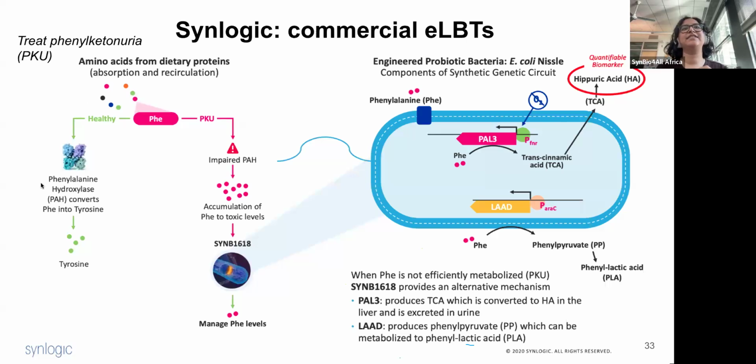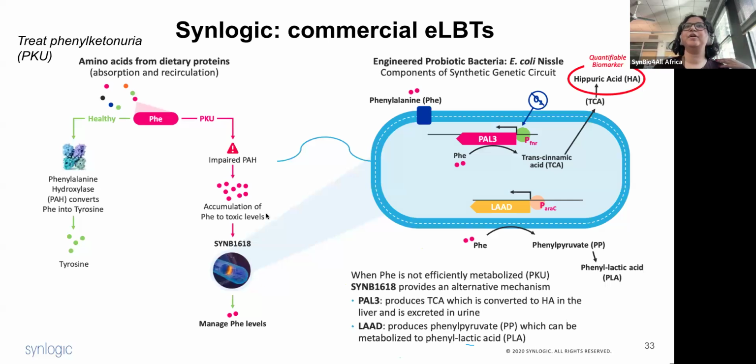And if you're healthy, you have this enzyme called phenylalanine hydroxylase, or PAH, that converts phenylalanine into tyrosine, and then your body uses that tyrosine. But in PKU, they actually have an impaired PAH, which means that they have a lot of this phenylalanine build up inside of their body, and to toxic levels.